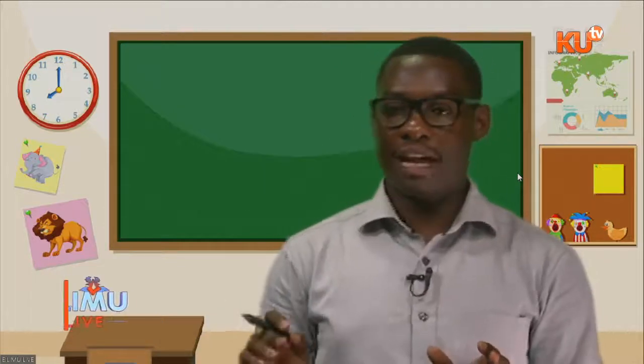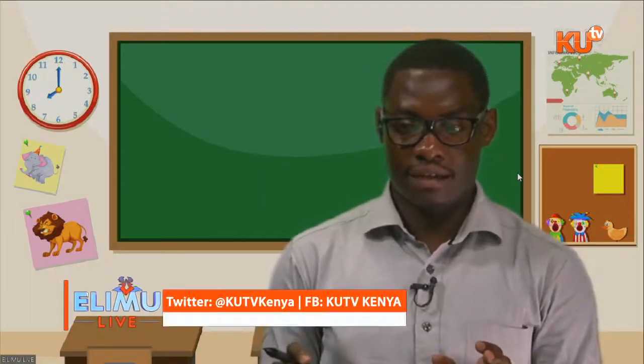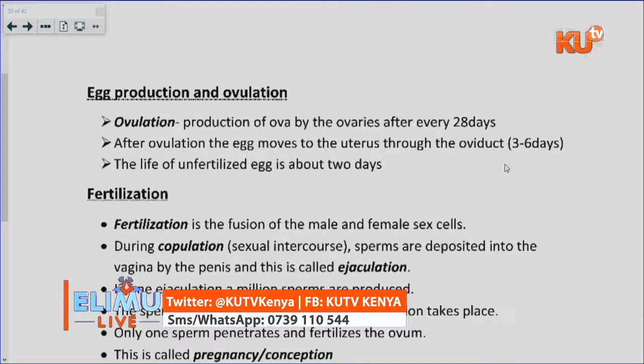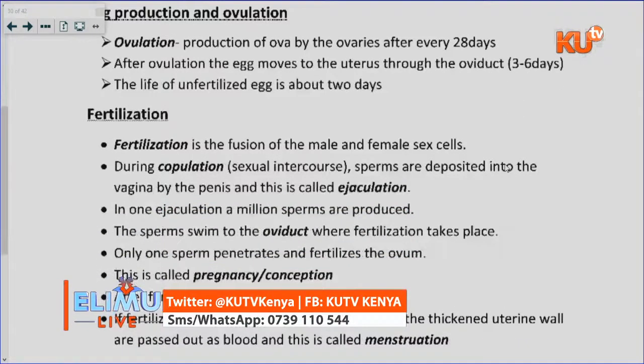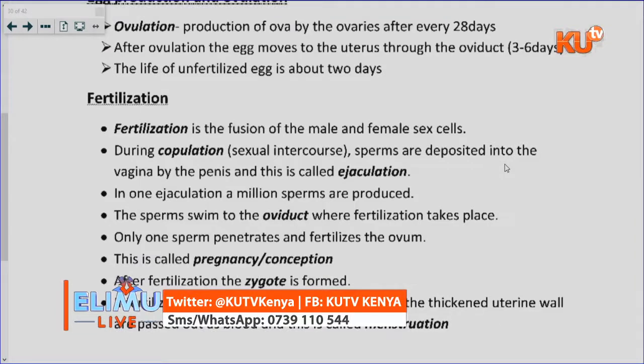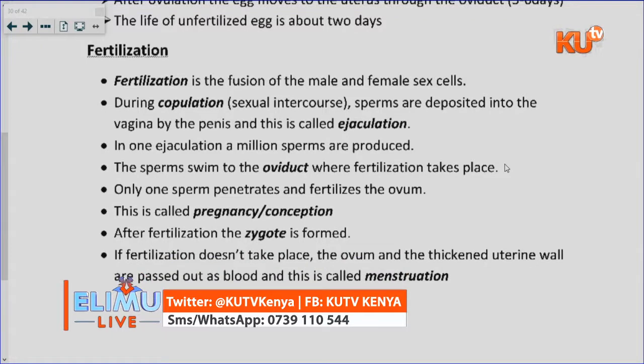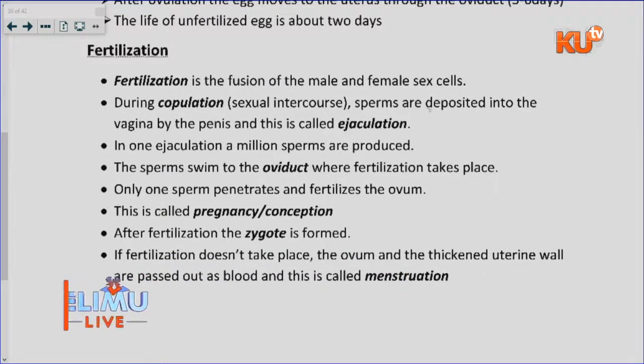Now, the life of an unfertilized egg is about 2 days. After 2 days, it dies. So let's look at fertilization. Fertilization is the fusion of the male and female sex cells. During copulation, which is sexual intercourse, sperms are deposited into the vagina by the penis. The depositing of sperms by the penis is what we call ejaculation.